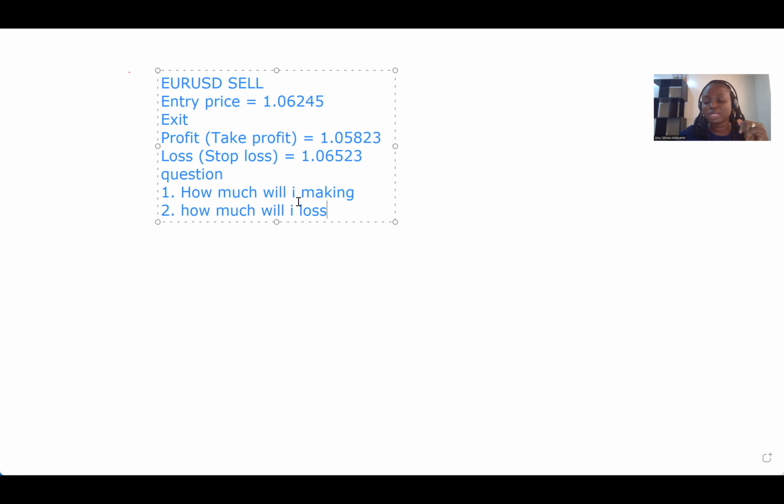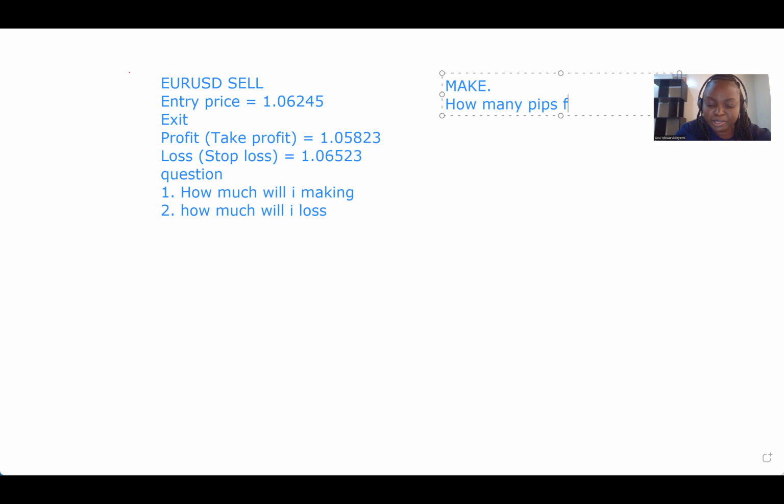Now, let's try to answer this. We will start with the first one: how much will I be making on this trade? Remember, to know how much you'll be making on a particular trade, you need to know the number of pips. So this leads to how many pips for the take profit. Instead of take profit, I'll call it TP.